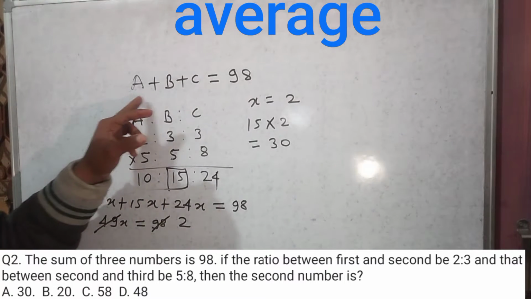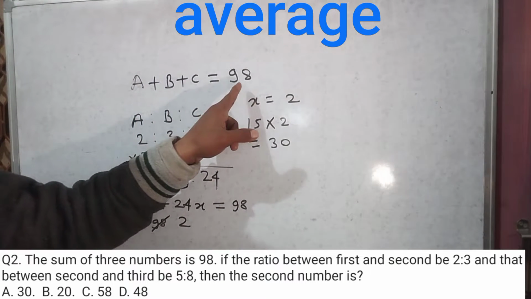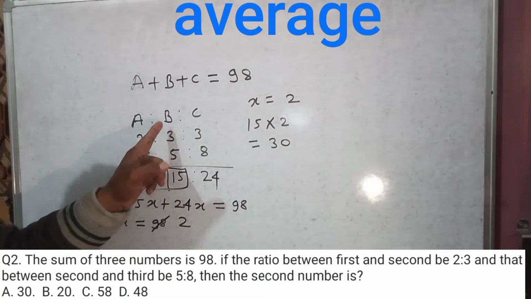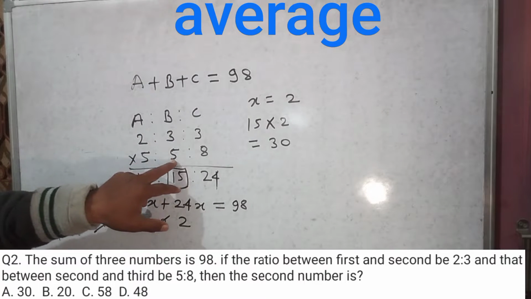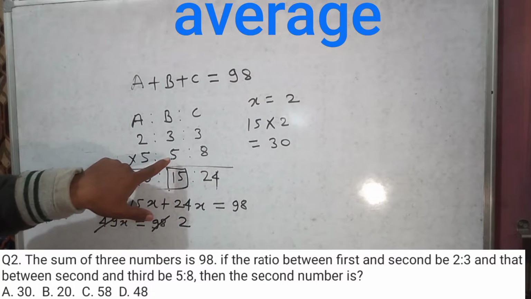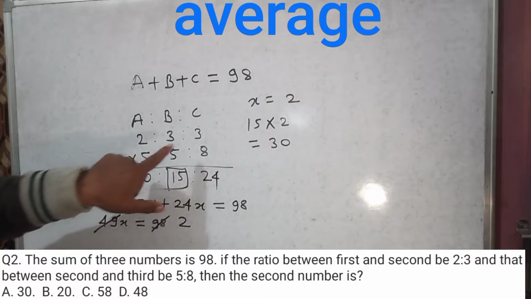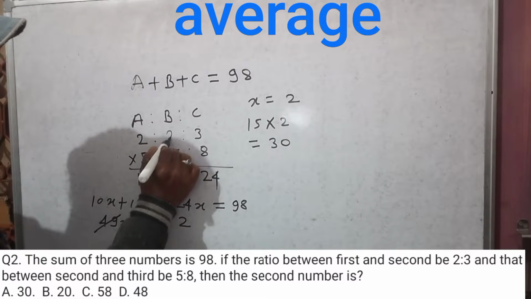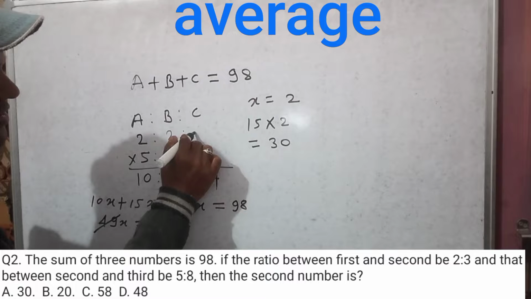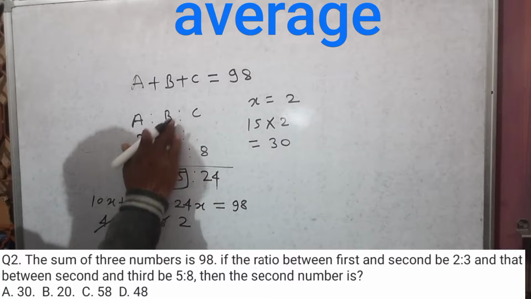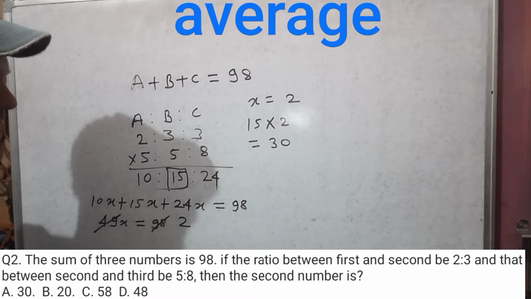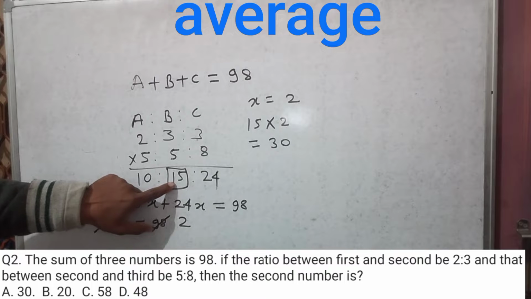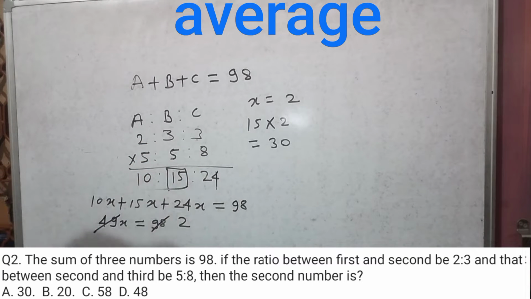Now see here friends, A plus B plus C is equal to 98. A to B is 2:3 and B to C, second and third, is 5:8. So if 5 is here, it will also be 5 here, and 3 is here, it will also be 3 here. Suppose here 2, so here will also be 2, and 3 is here, so it will also be 3 here. Now 2 times 5 is 10, 3 times 5 is 15 and 8 times 3 is 24.